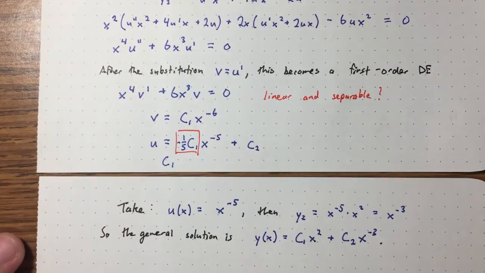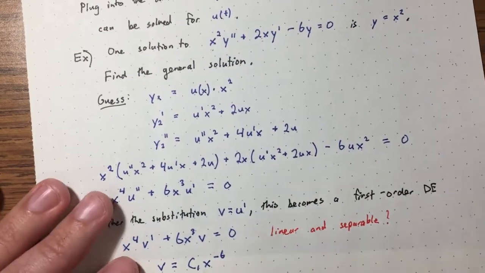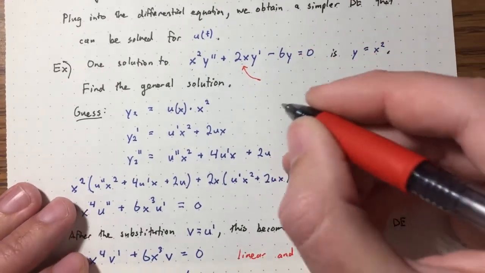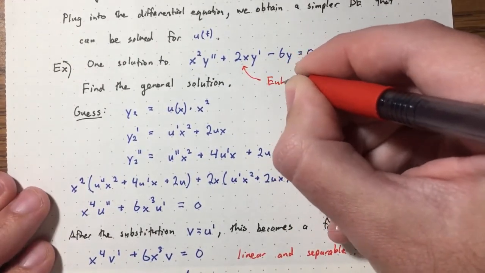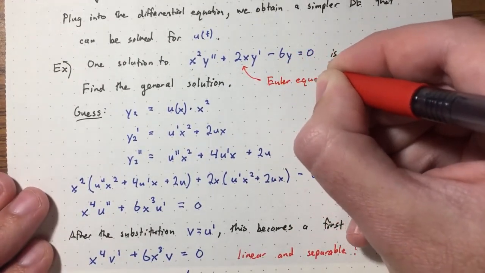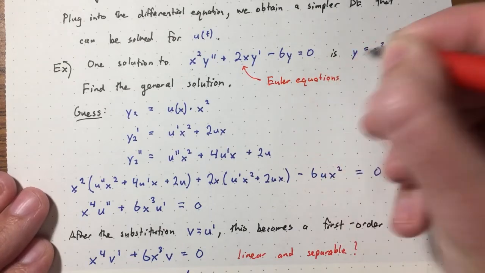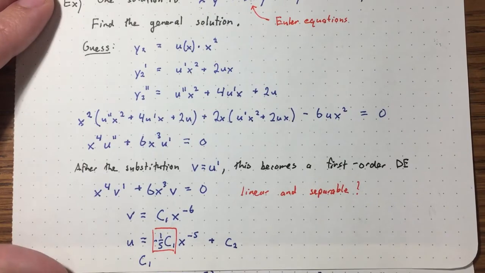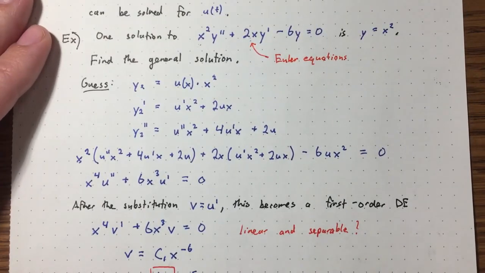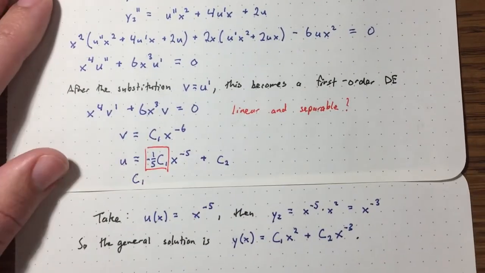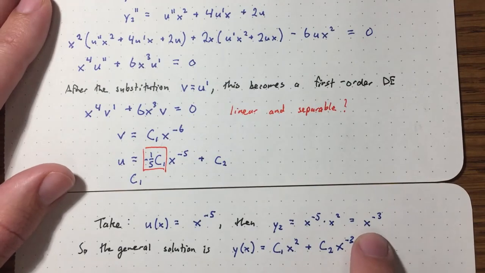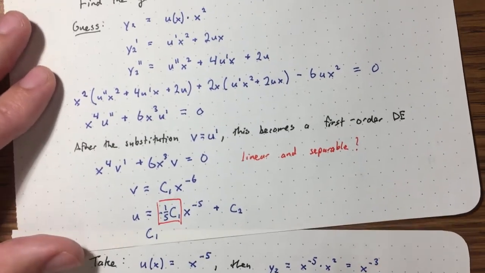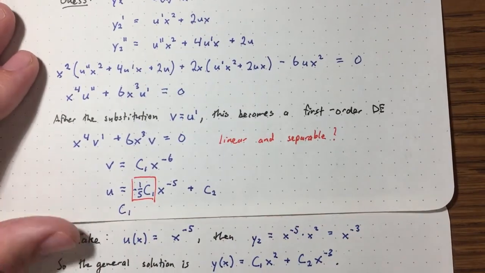Great. By the way, differential equations like this are called Euler equations. And you might notice with Euler equations, the guess e to the rt doesn't work. Instead, the guess that seems to be working here is x to a power, or t to a power if t were the independent variable.